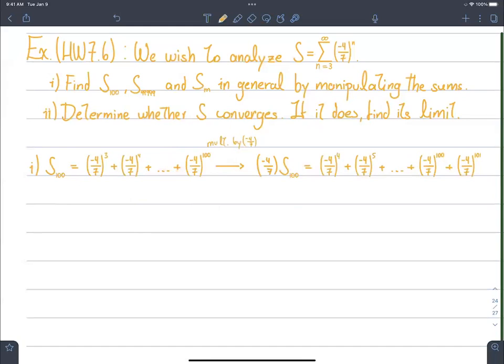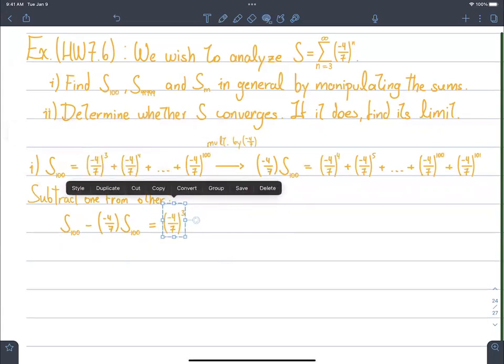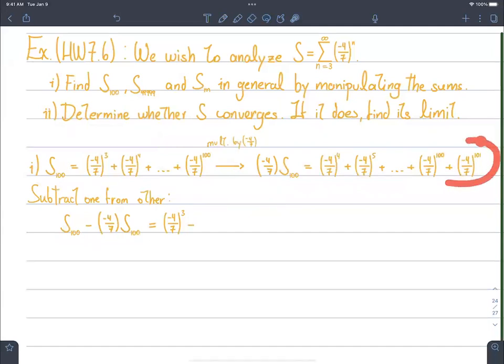Now, there are a lot of things which are common between this sum and this sum, so to get rid of them, we will subtract one from the other. How do we do that? Well, we take S of 100 minus this amount over here. And so, look at that. We get a cancellation of all of these with all of these. And what we're left with is the first term in the sum, minus the last term of this sum.